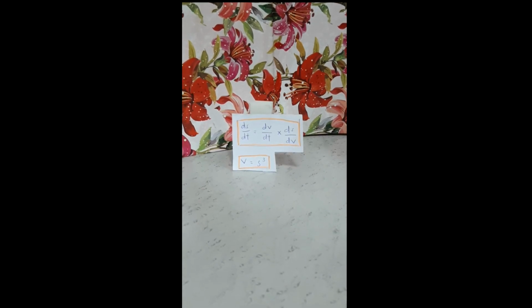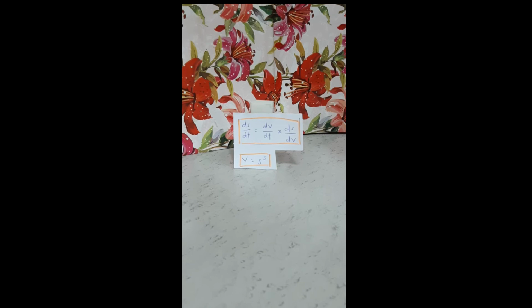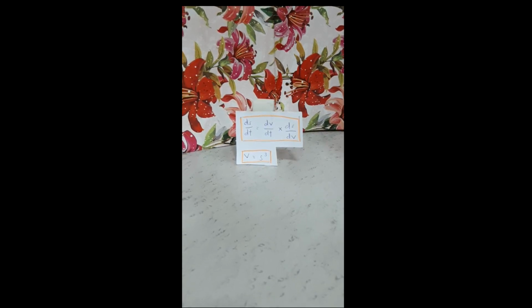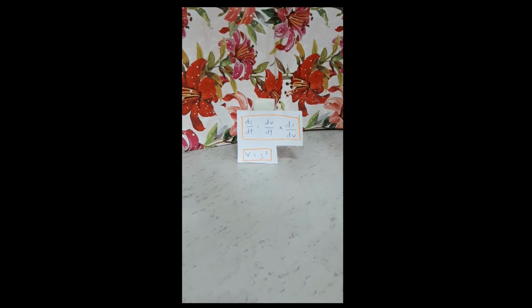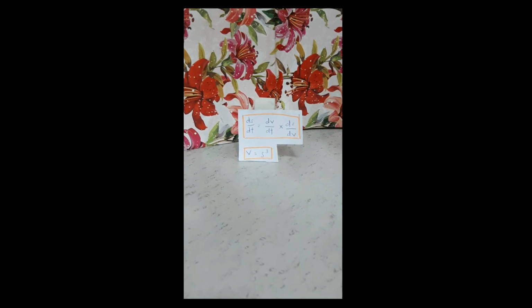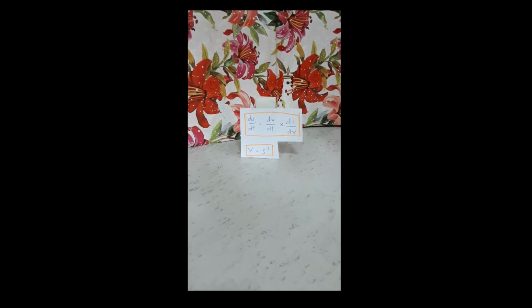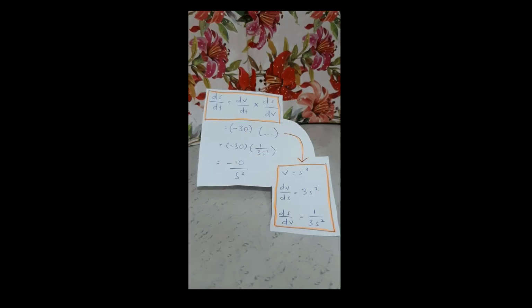Next, these are the important formulas that we need to use in this problem. The first one is dS over dt equals dV over dt times dS over dV. The second one is V equals S cubed. Then, from the formulas that we have just discussed, all we have to do is just replace. dV over dt equals negative 30 and dS over dV, we haven't got any value yet.